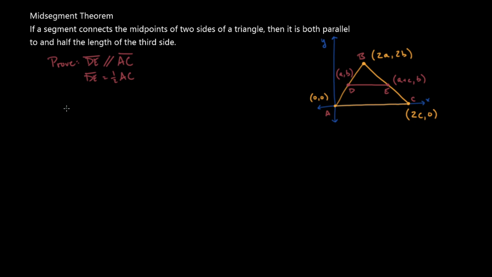Let's use a different color. Let's say that I want to find the slope of, let's start with the slope of AC. So I'm going to use M to denote my slope, and I know that I'm talking about AC, so I'm going to call it the subscript AC.